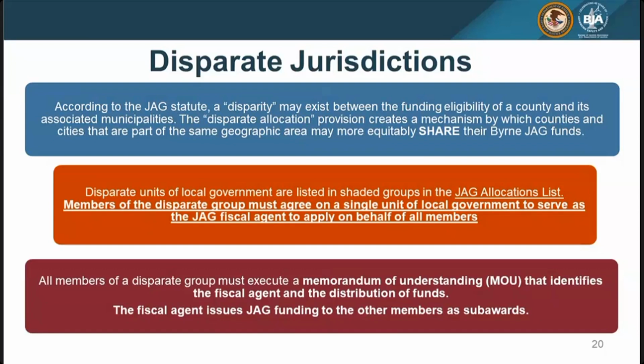A memorandum of understanding, or MOU, is required before funds are accessible. The MOU identifies the fiscal agent and the distribution of funds amongst those in the disparate group, and it must be signed by the authorized representative for each disparate jurisdiction. And the way you identify disparate units of local government on the allocations list is that they are listed in shaded groups and in alphabetical order by county.